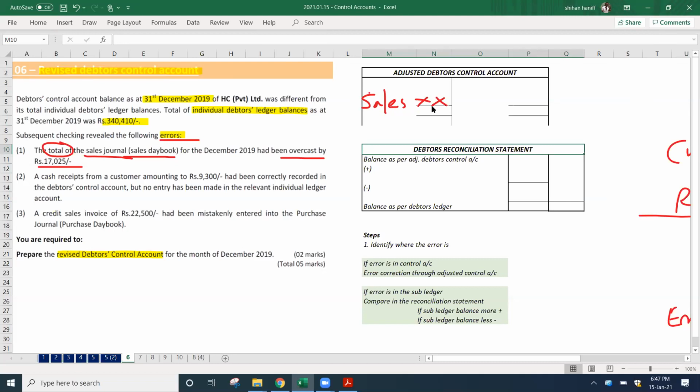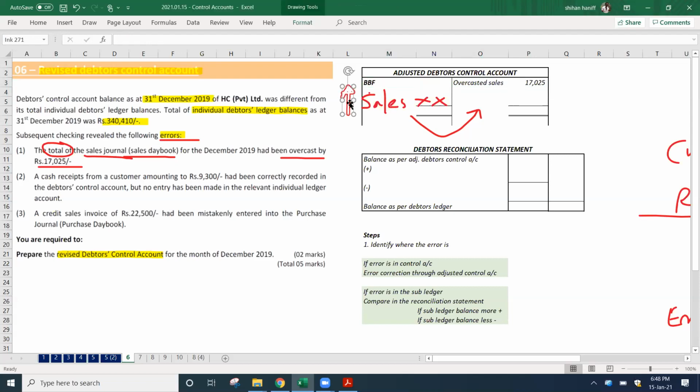Sales account credit. So if it is overcasted, meaning overcalculated, the debit side is more. How do you correct it? We have to credit 17,025. This is overcasted sales. We need to find out the opening balance. So overcasted sales will be credited to the debtors control account.